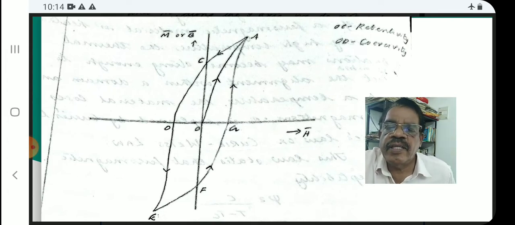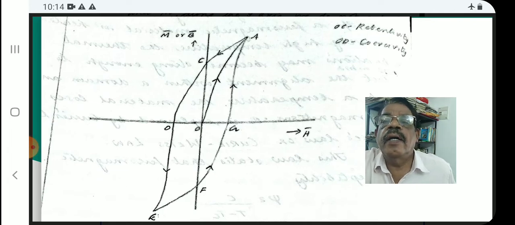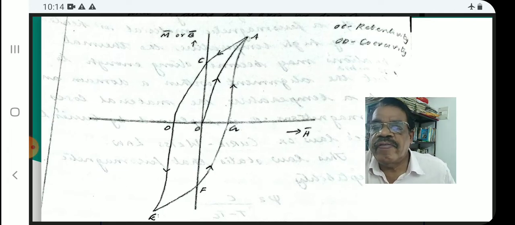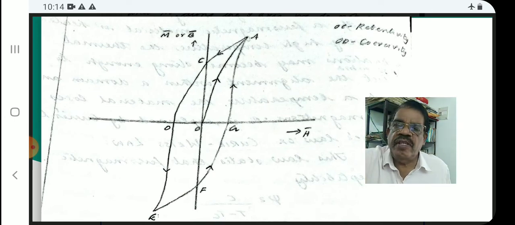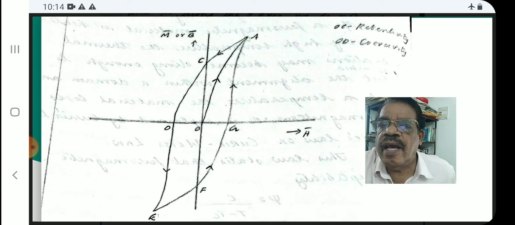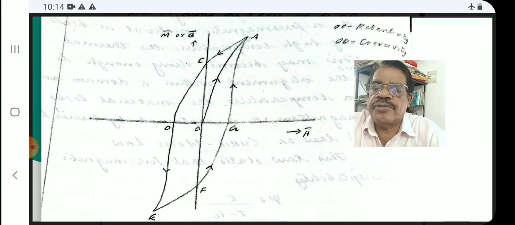The graph has some significance. And in the figure there is OC marked along the y-axis. OC is called retentivity, and OD to the left, OD is called coercivity. Retentivity and coercivity are marked in the graph. So, in the examination, there may be a question like this: you draw the shape of the MH graph or BH graph and mark retentivity and coercivity. In the graph, OC is the retentivity and OD is the coercivity. What are retentivity and coercivity? We see in the coming lines.